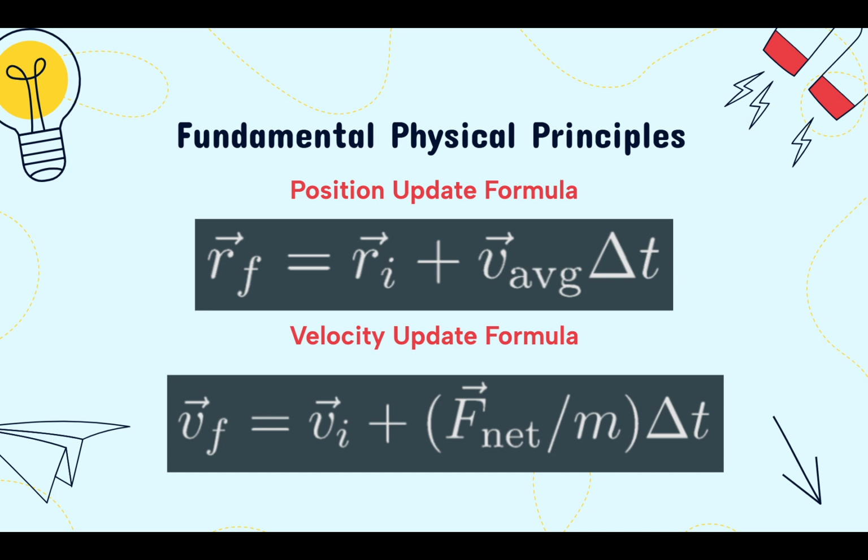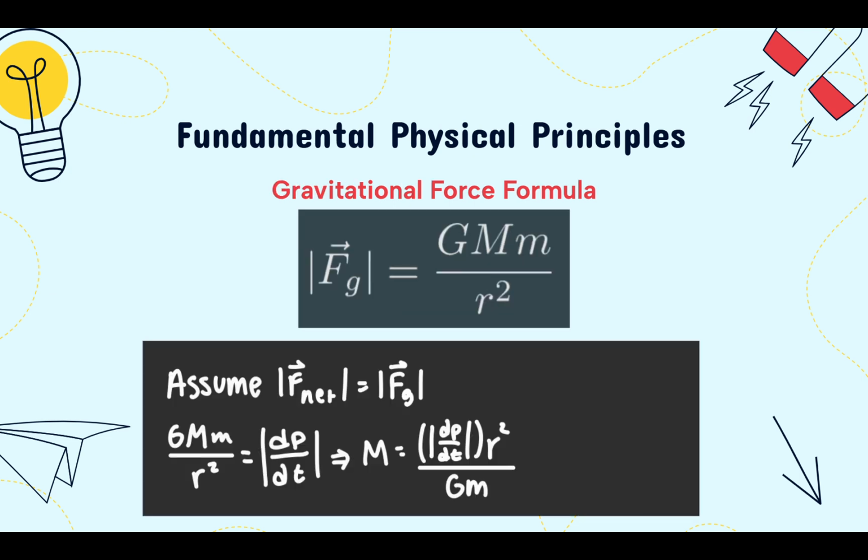From Newton's second law, we can derive the velocity update formula, which is used to find the velocity of an object after a time period. Related to the velocity update formula is the position update formula, which is used to find the new position of an object after a time period has passed. Another important formula used in this lab is the magnitude of the universal gravitational formula, using the gravitational constant G, which is equal to 6.7 times 10 to the negative 11th.